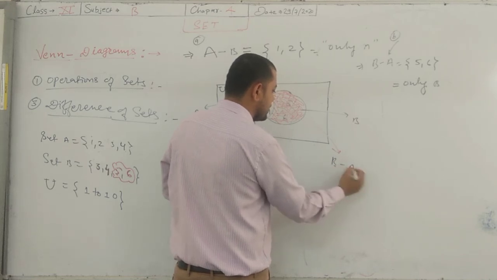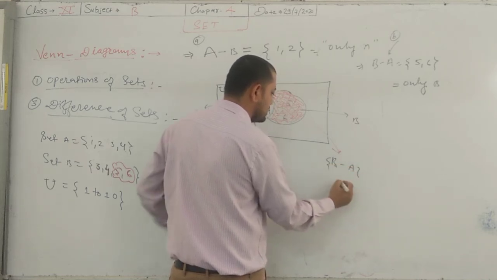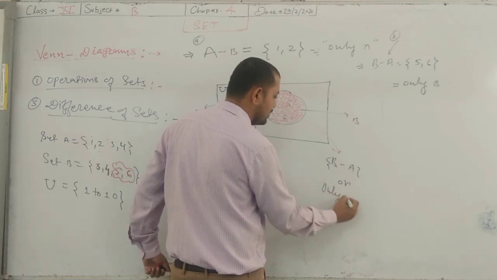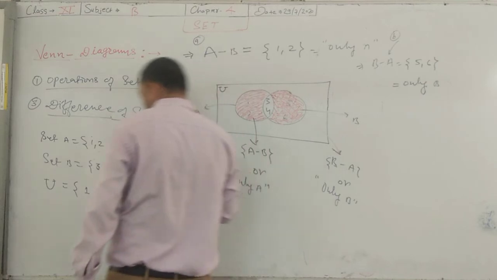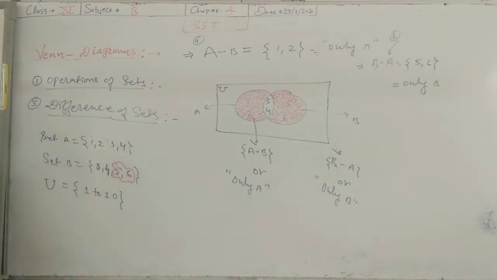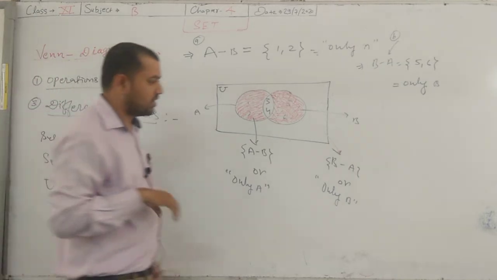B minus A is also known as only B. That is the difference of two sets, represented by A minus B as well as B minus A, and that is called a difference. It is a very important concept, and this is the third operation: the difference, and how we calculate the difference of given two sets.